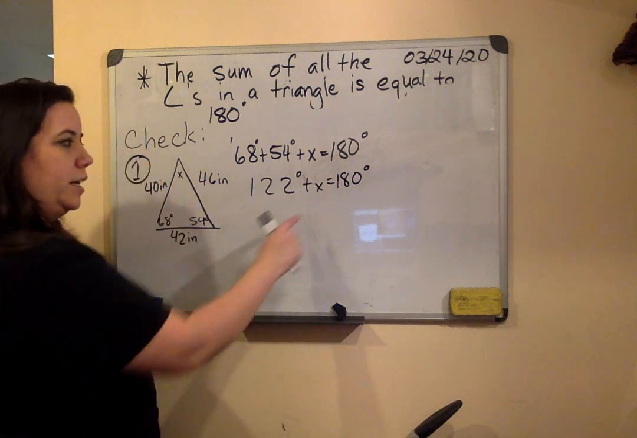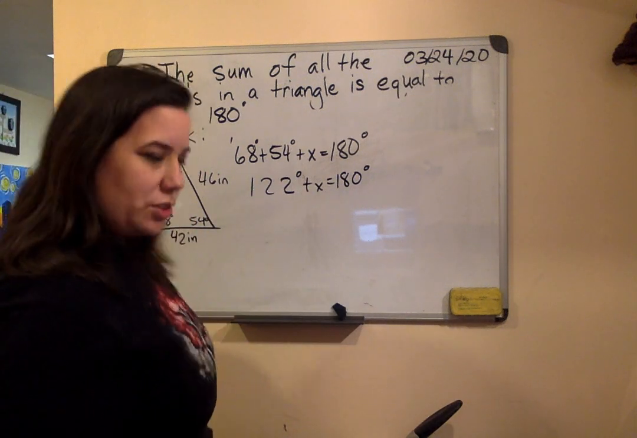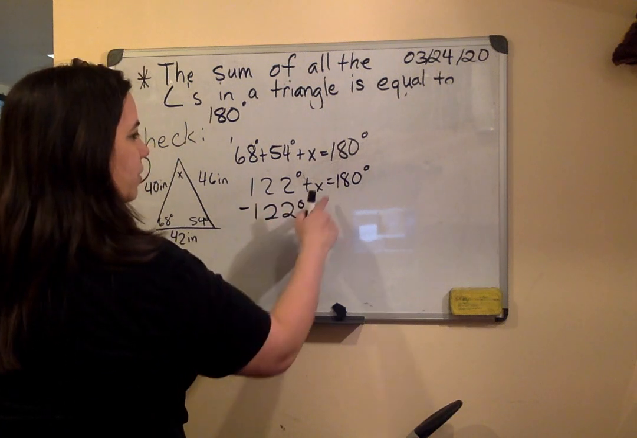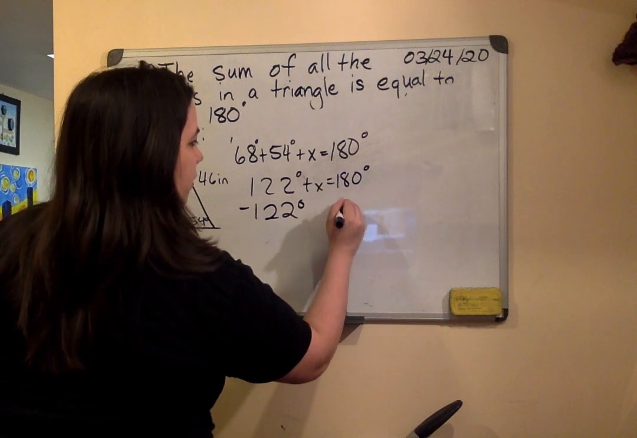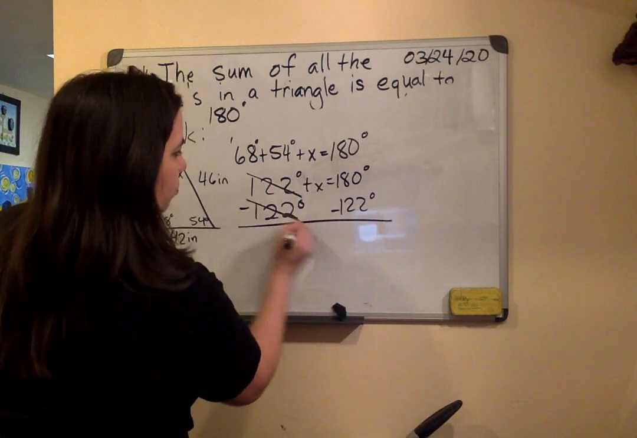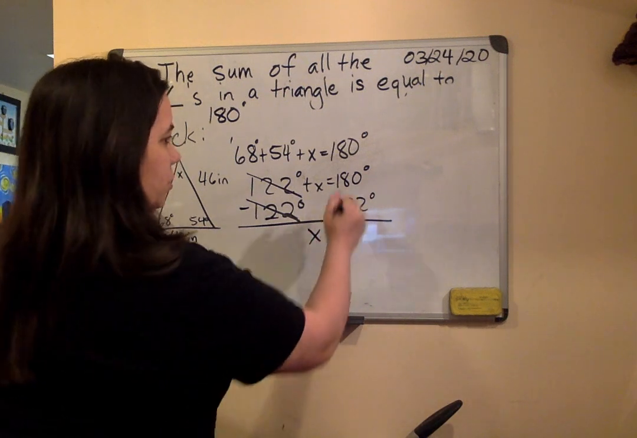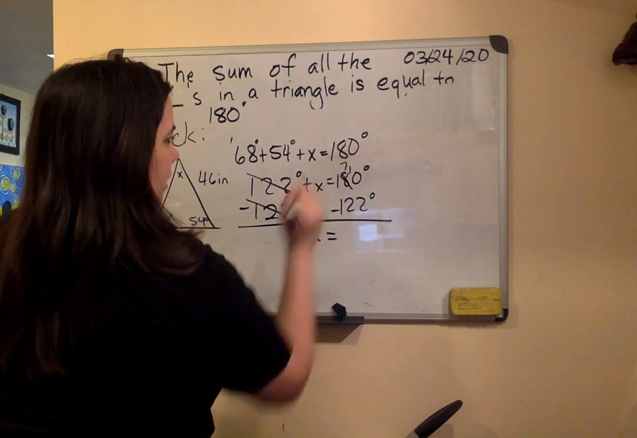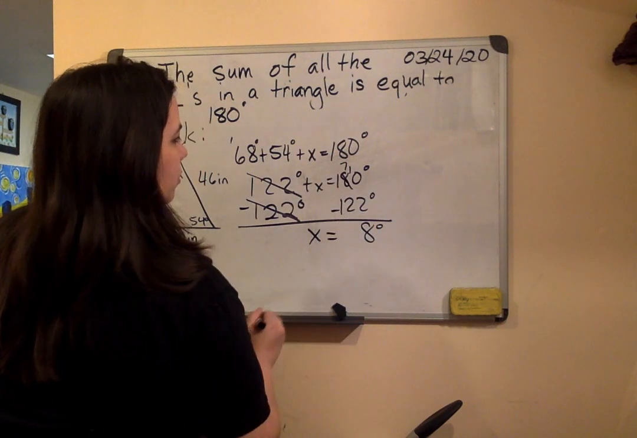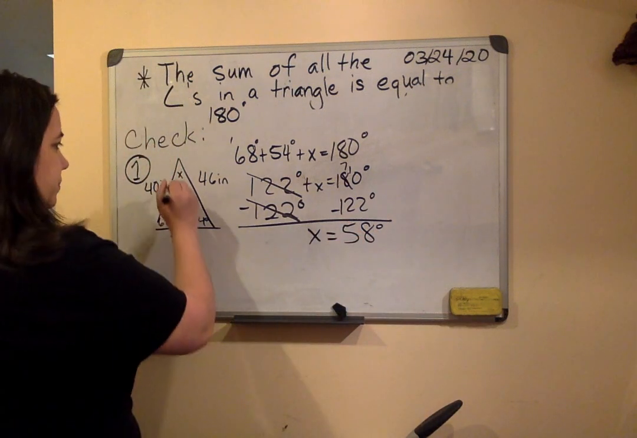So what do we do now to get X by itself? What is the inverse of addition? Subtraction. So we're going to subtract 122 on this side, and what you do to one side of the equal sign, you do to the other. Okay, you cancel out 122. That leaves me with X. I can't do 0 minus 2, so I borrow from 7. 10 minus 2 is 8. 7 minus 2 is 5. So x equals 58 degrees.